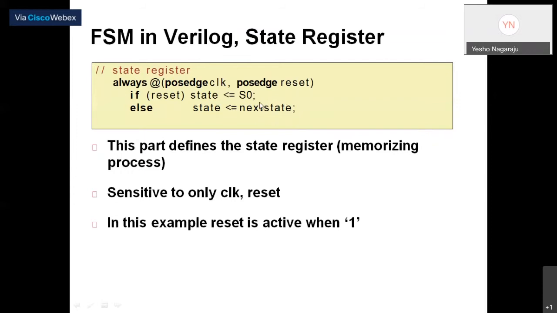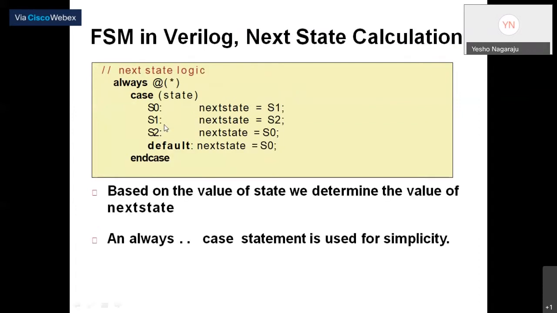How is next state defined? We haven't defined it yet. Next state changes based on the present state and the present inputs, right? That we have to define yet. We are going step by step. Now we'll see the next state logic. How do we generate the next state logic? Next state logic is generated based on the present state.